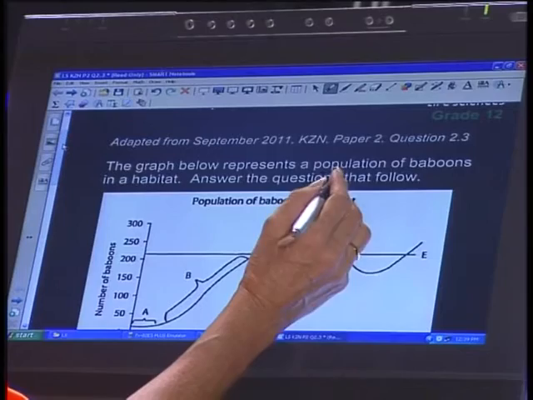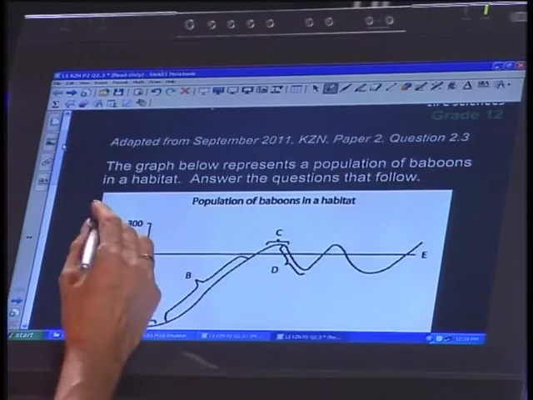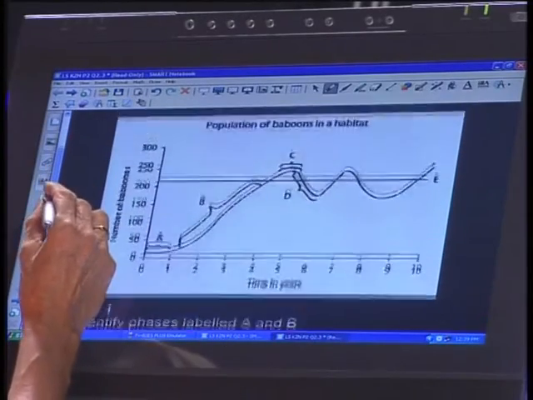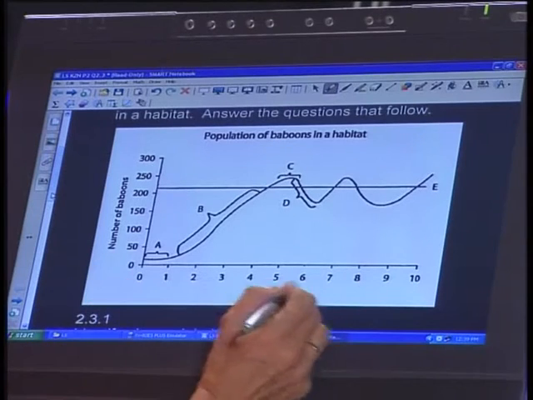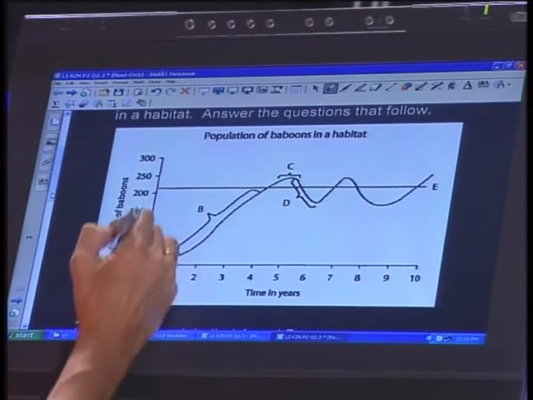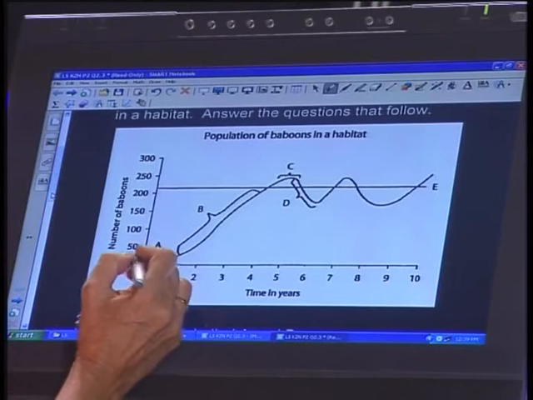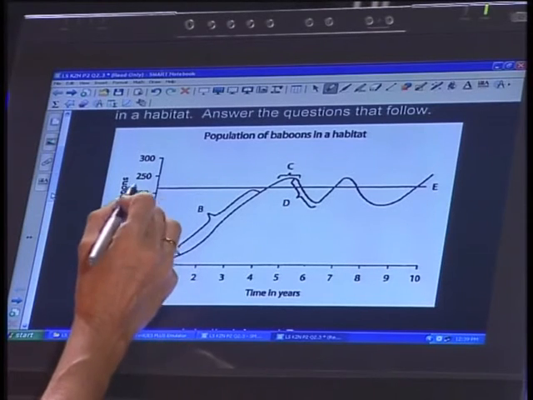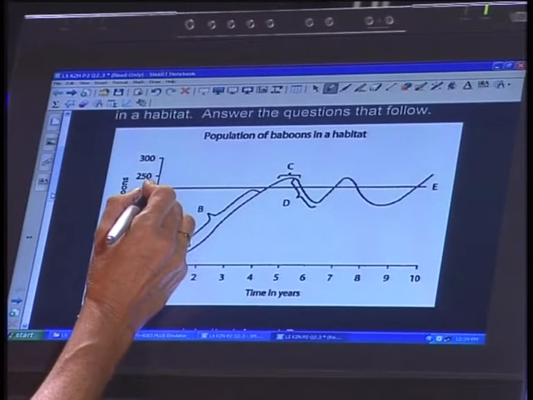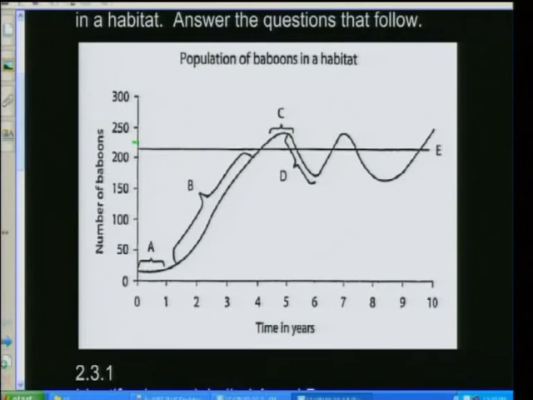Now, the graph below represents a population of baboons in a habitat. Answer the questions that follow. So we look at our baboons here, and there's your time in years and the number of baboons. We go from 0 all the way to about, if that's 250, that will be about 225, then it's halfway. So we'll say that's about 210, 212 across here.